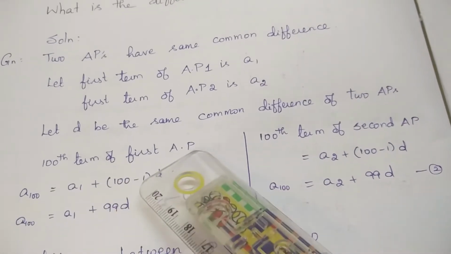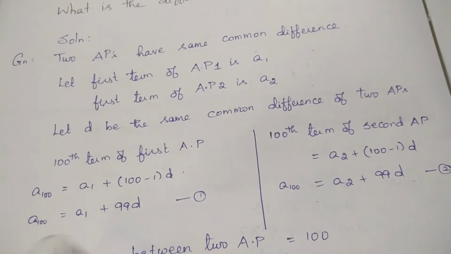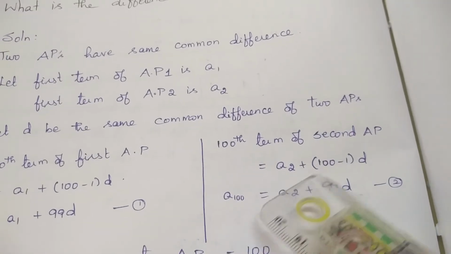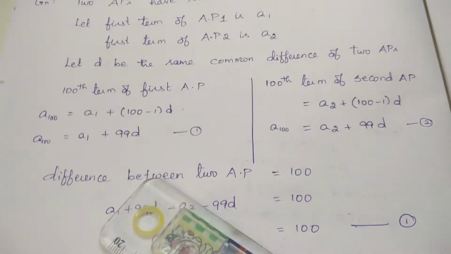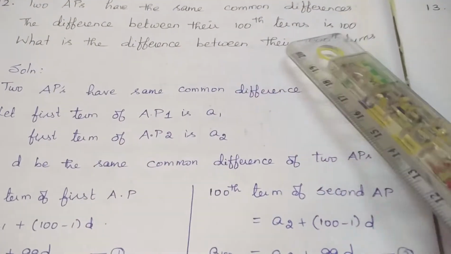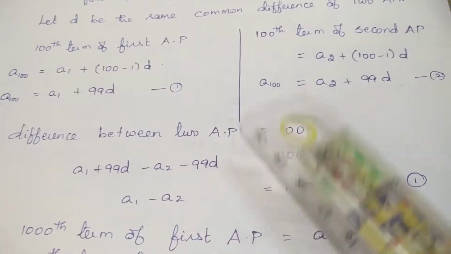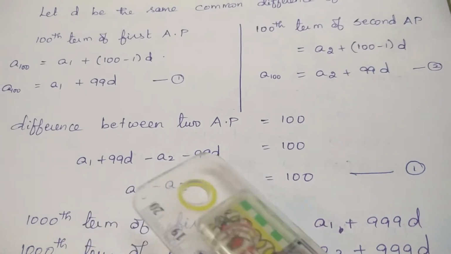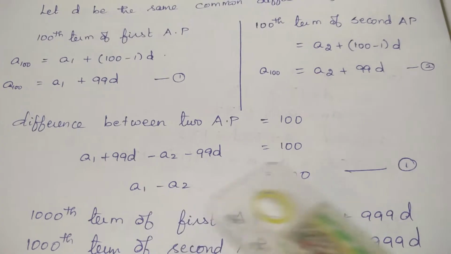So the 100th term of AP1 means A100 equal to A1 plus 100 minus 1 into d. Then you will write A100 equal to A1 plus 99d. Same for AP2, you will write A2 plus 100 minus 1, A2 plus 99d. But what they have given is the difference between the 100th terms is 100. So you will write the difference between the two APs: A1 plus 99d minus, in bracket, A2 plus 99d. Minus will go inside: minus A2 minus 99d. Cancel this plus 99d minus 99d, A1 minus A2 equal to 100.